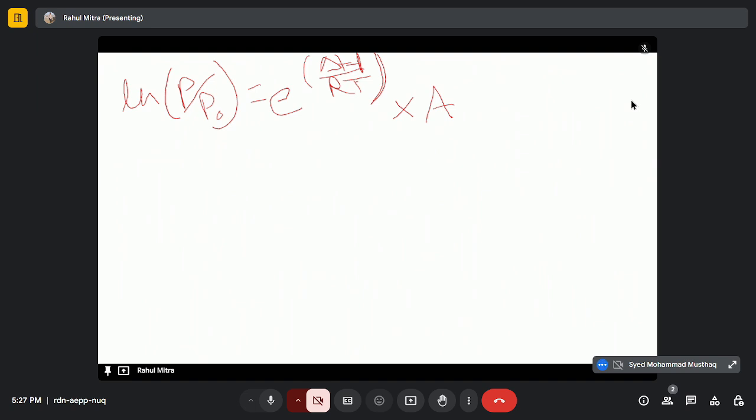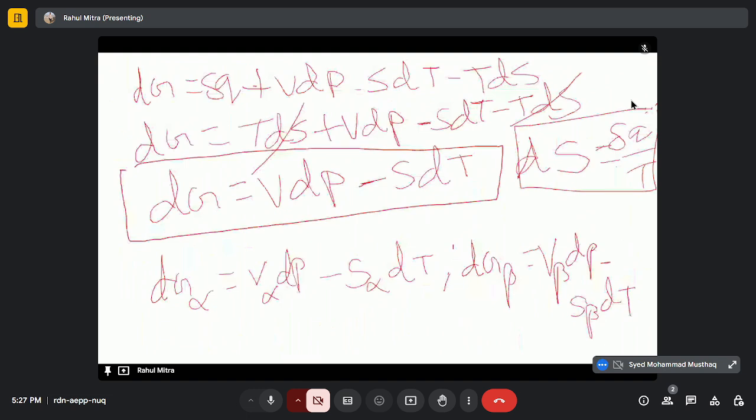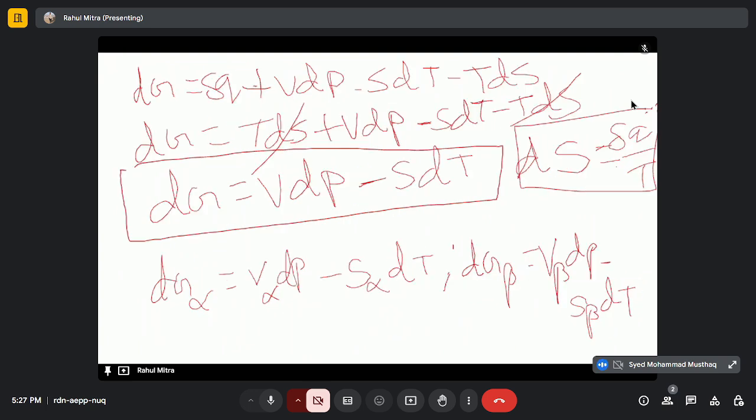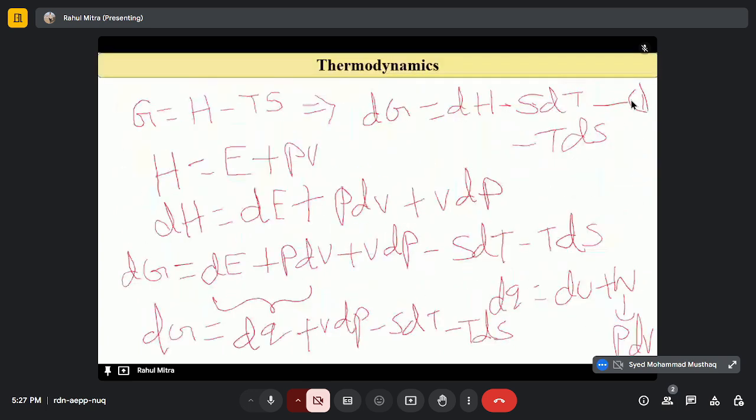So let's move to this. dP by dt equals to minus, yeah. So from here we went all the way there. I will explain it again.